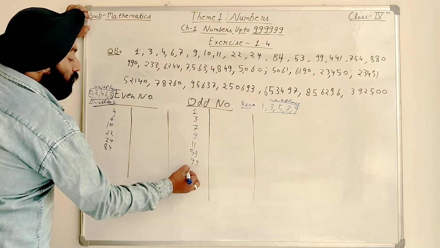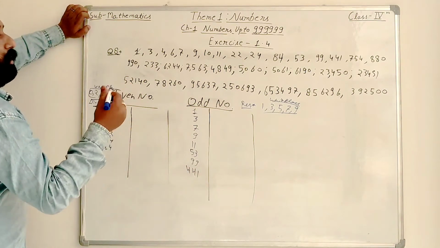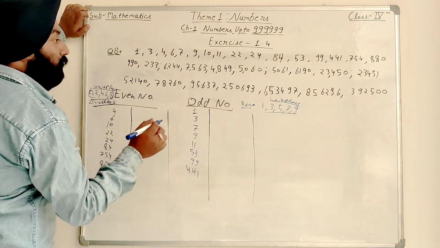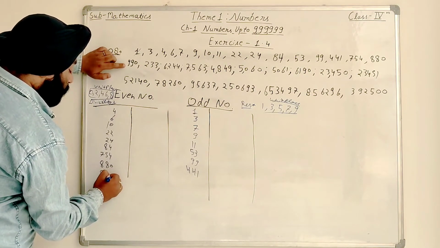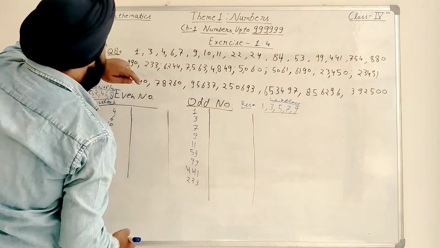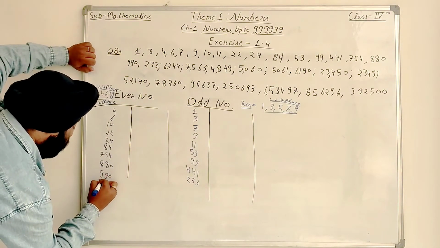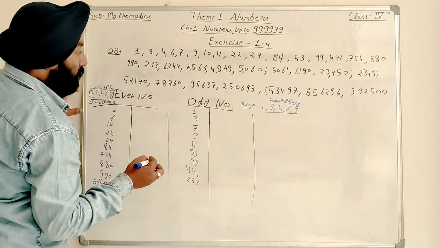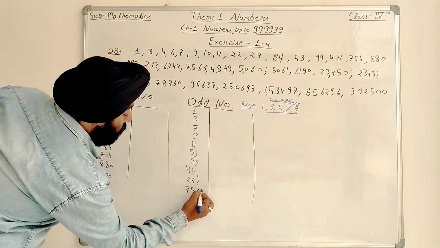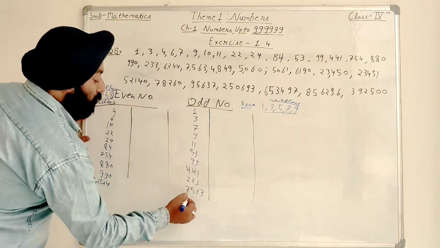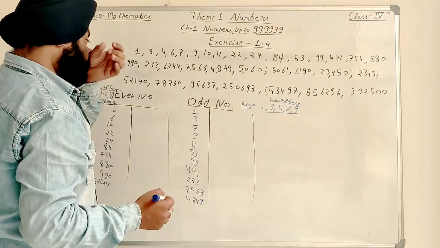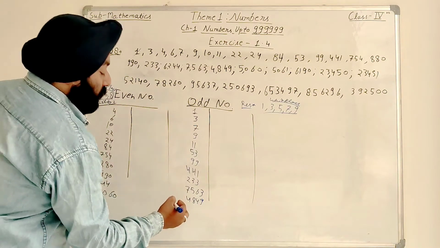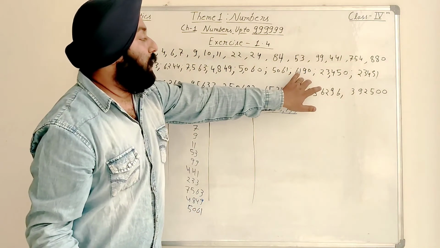441 odd. 754 even. 880 even. 990 even. 223 odd, 233 odd. 6244 even. 7563 odd. 4849 odd. 5060 even. 5061 odd. 6190 even.